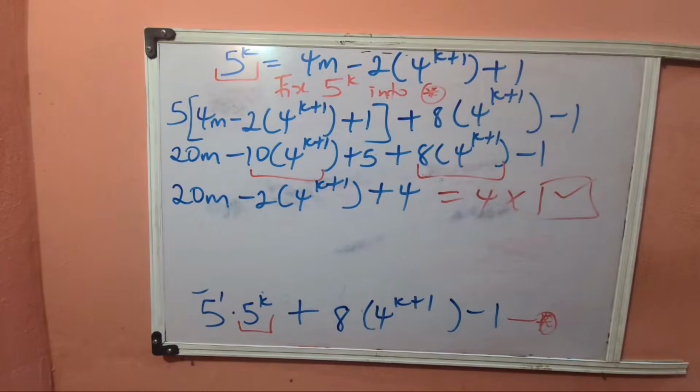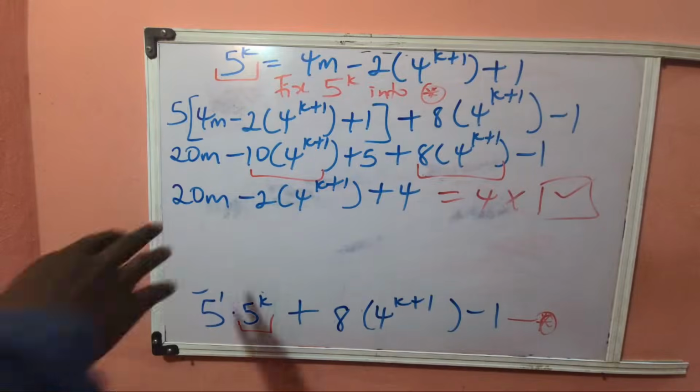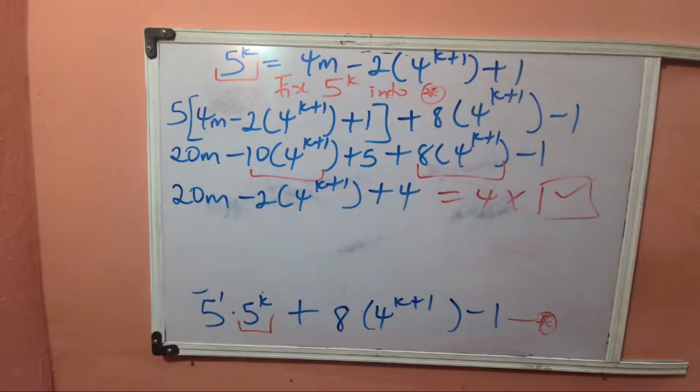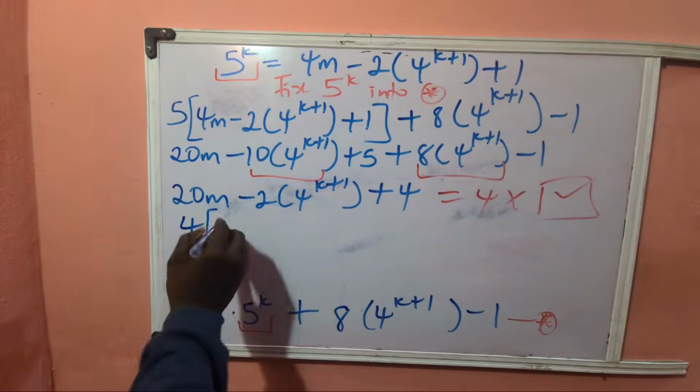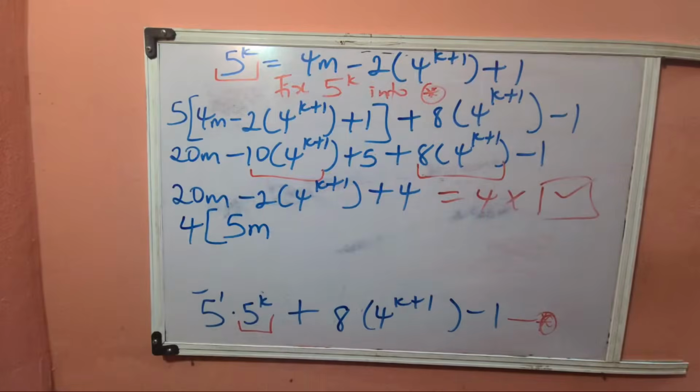So that's the whole idea. So let's see now, we have gotten to this particular stage. Let's try and isolate 4 out. Let's try and factorize 4 out. So if we factorize 4 out here, we have 4 into bracket, we're left with 5m.